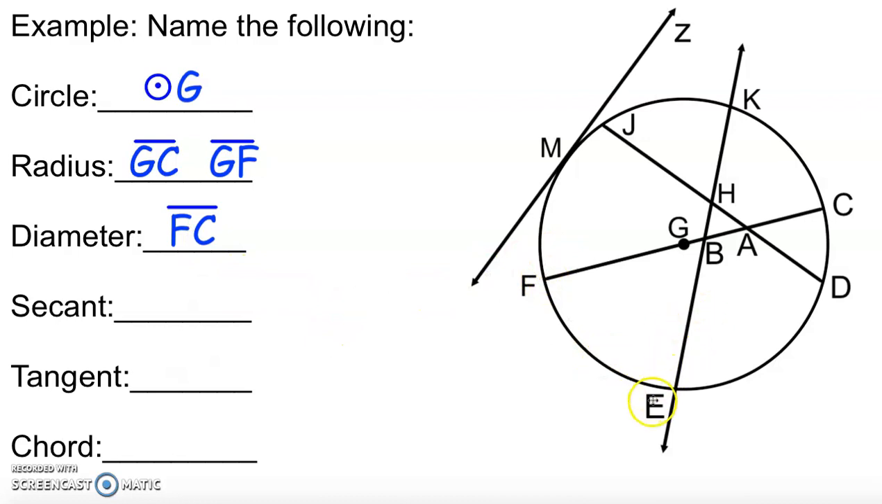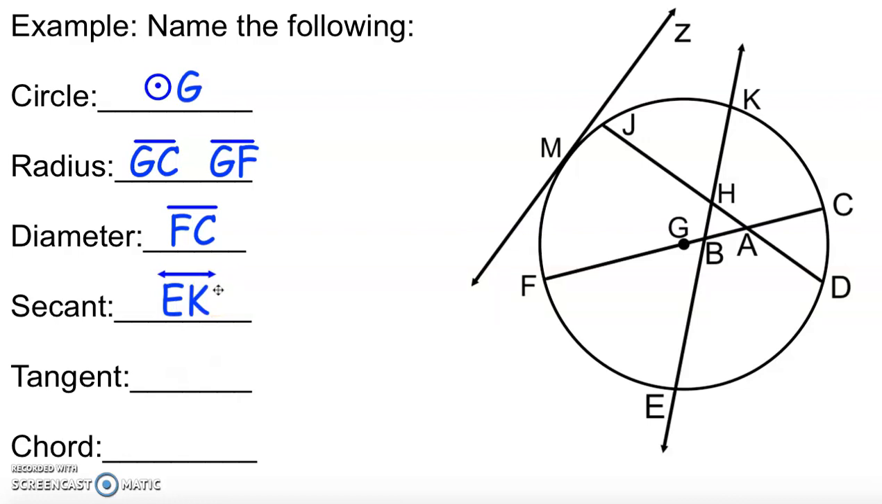Secant, it's got to be something that's touching the circle in 2 spots and exiting the circle in both directions. So in this case, I have E and K here. I have chord EK, but I have things leaving the circle in this direction, and I have things leaving the circle in this direction. So my secant here is going to be secant EK, or line EK.